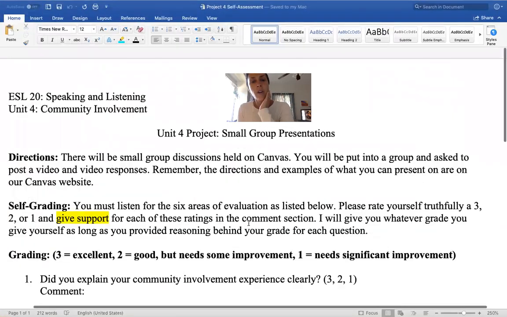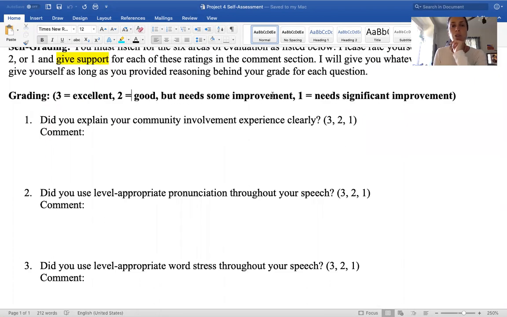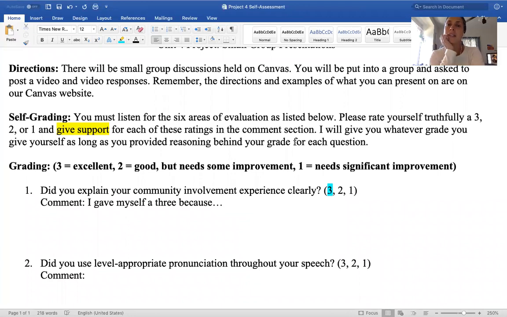Okay, so what you're going to do is you're going to assess yourself using a 3, 2, or a 1, and the first one, did you explain your community involvement experience clearly? If you think you did, you can just highlight this, and then you're going to explain. I gave myself a 3 because da da da da da, and you're going to explain for all of them, okay? Once you are done, you're going to email me this document. I'm going to review it, and then I will put whatever grade you gave yourself into Canvas. If you believe that you deserve it 100%, tell me, absolutely, okay?